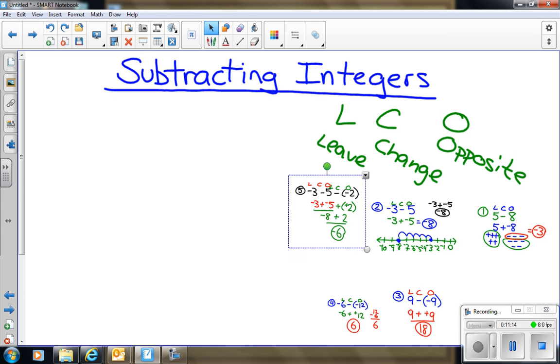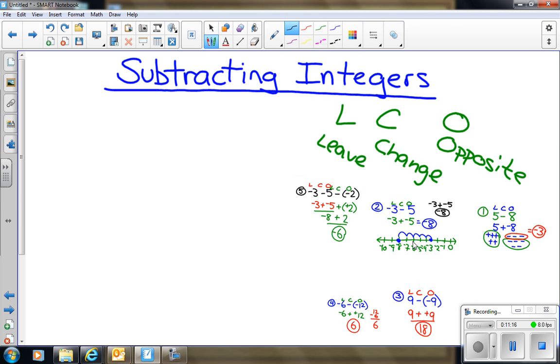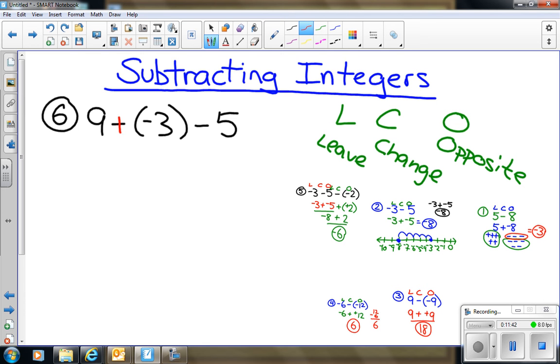This is the last example we're going to do. And it's going to be done very similarly, but we're going to do it all in one clean sweep. So in this problem, we're going to have 9 minus negative 3 minus 5. Let's see what happens here. So instead of doing the LCO and writing that out, every time I see a subtraction sign, I'm going to change it to addition, and I'm going to change the sign of the second number. So that's negative 3. I'm going to change it to positive 3.